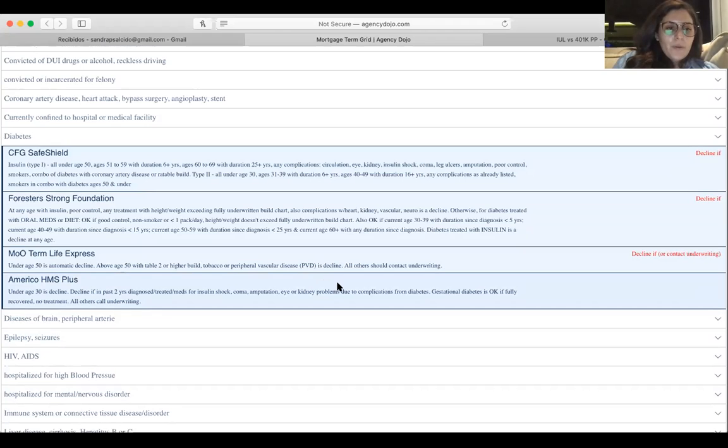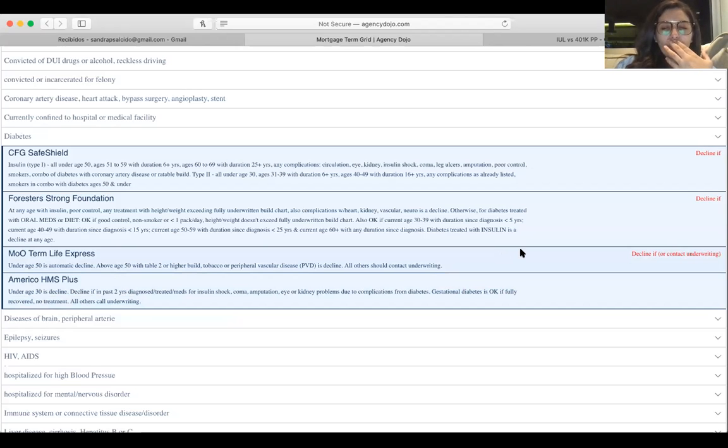Diabetes, this is a big one. America, under the age of 30 is decline. Decline if in the past 2 years diagnosed, treated, meds for insulin shock, coma, amputation, eye, kidney problems due to complications from diabetes. Now, this type of diabetes, it's okay, if it's fully recovered, and all others require underwriting. There are certain types of diabetes that can get approved with underwriting. I've seen some clients that don't even take insulin, they just take the pill and it's completely regulated, but they were already diagnosed with diabetes.